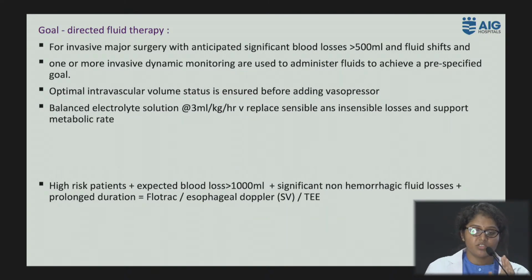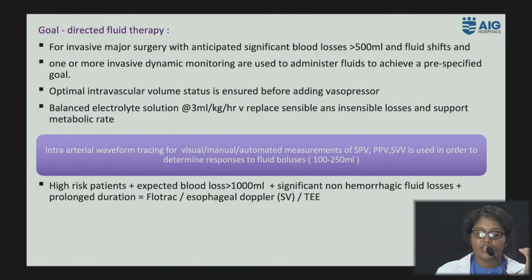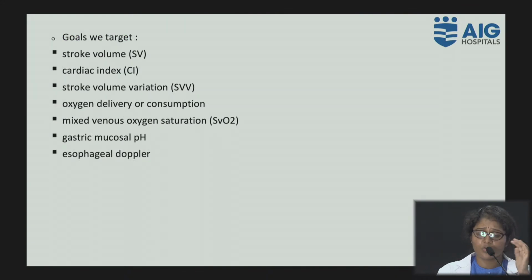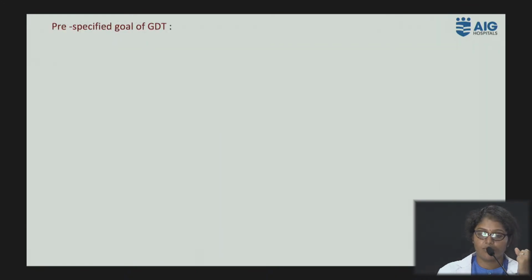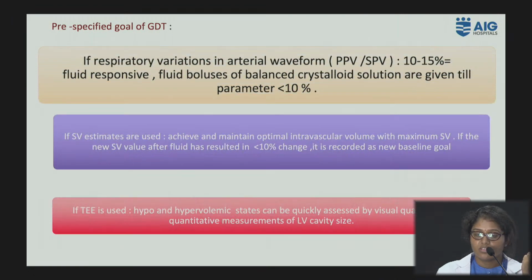So in major invasive surgeries, anticipated blood loss of more than 500 with fluid shifts, and when one or more non-invasive monitoring is used. So goal-directed fluid therapy is directed towards specific goals, which we have already discussed in the dynamic parameters. So before adding a vasopressor, optimal fluid status is ensured. And we can go for an intraarterial waveform in order to know the SPV, PPV, and for high-risk output monitoring in the form of FloTrac, esophageal Doppler. Goals that we target, as already discussed, these are the dynamic parameters. So this is the same.